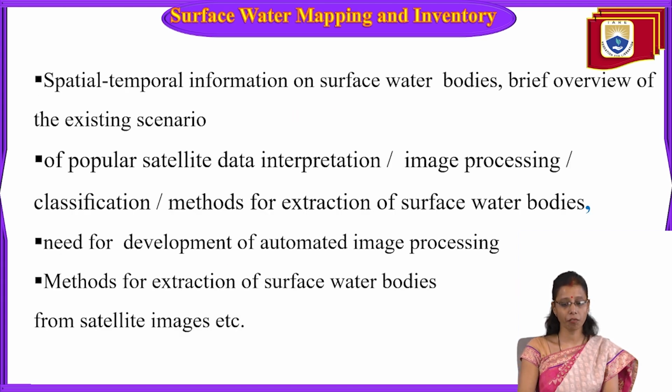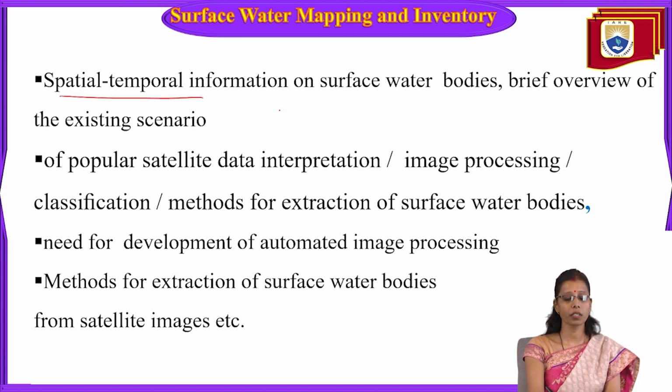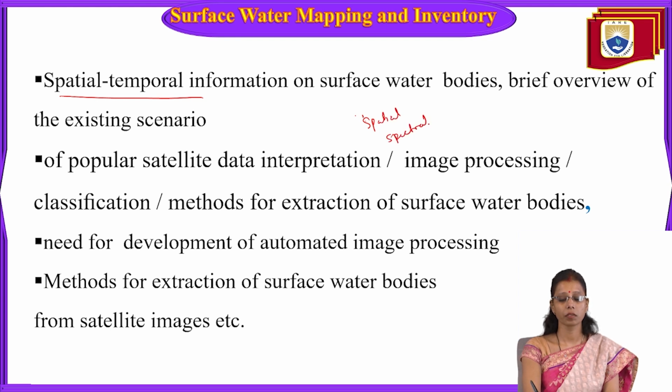Now, spatial temporal information on the surface water body, and a brief overview of the existing scenario of open satellite data. What is spatial temporal? This refers to resolutions. If you remember, we have four types of resolution in remote sensing: spatial, spectral, radiometric, and temporal.